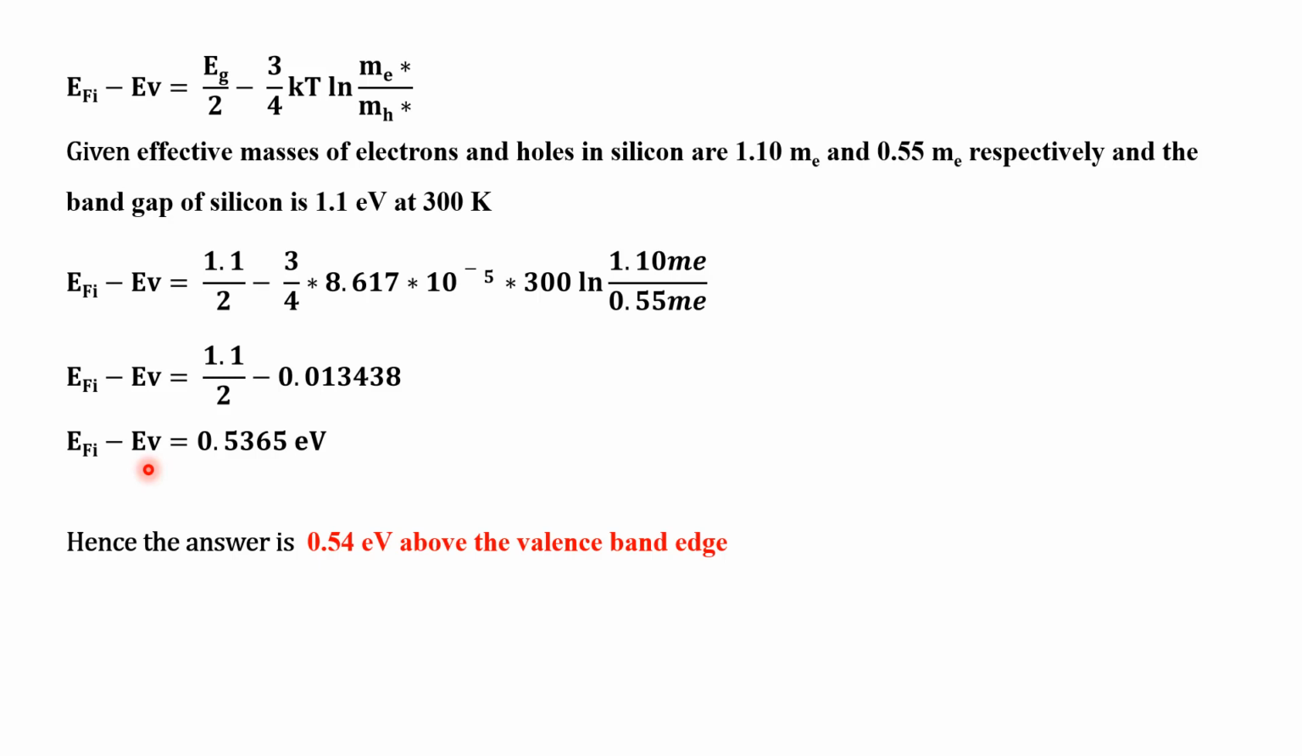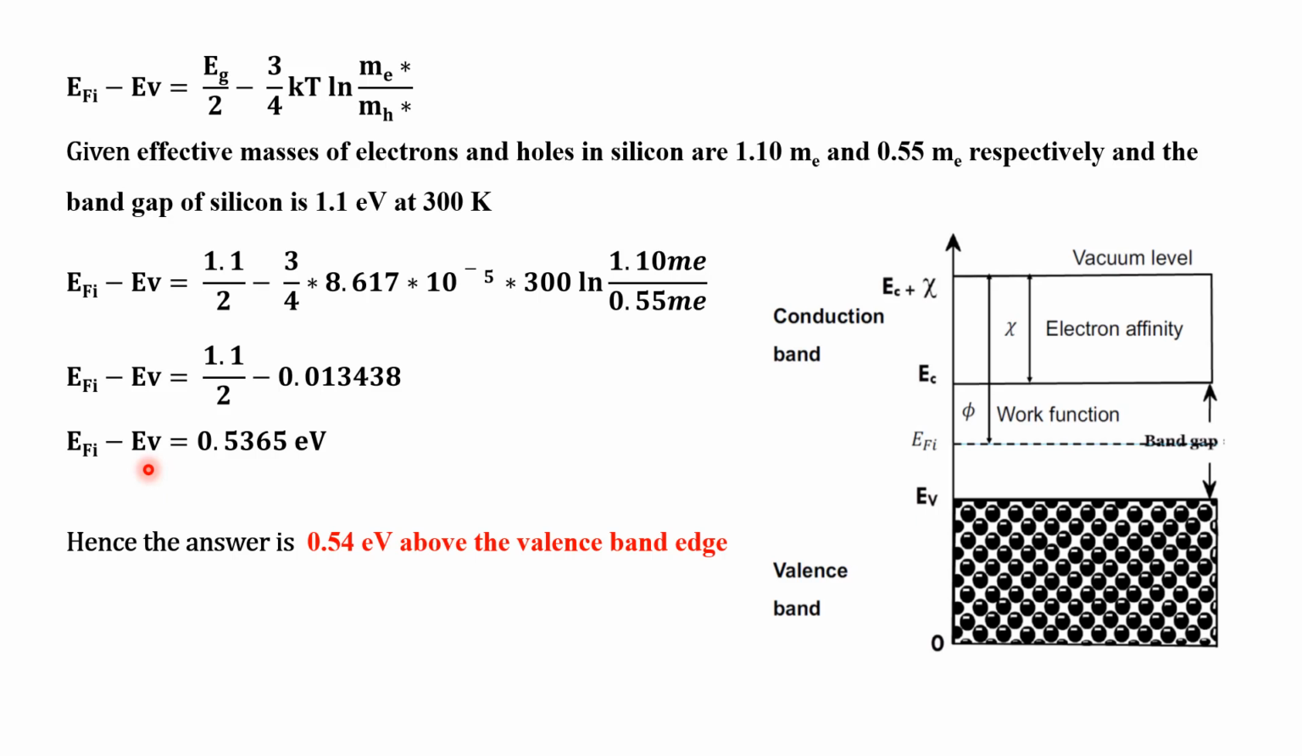So I hope it's clear to all of you. We'll move on to the next question. So this is basically what I told. EFi we have got here, and EFi is EV plus something. Therefore, it will be 0.54 electron volt above the valence band edge.